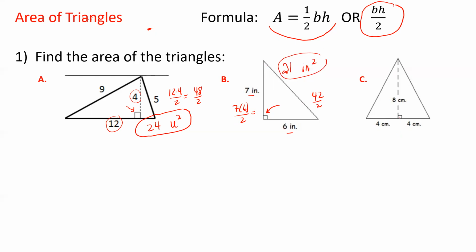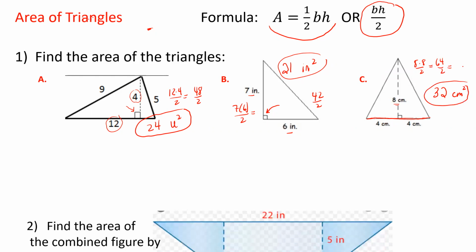Letter C, don't be tricked and say 4 times 8. We're going to use the whole base. So the whole base is 8, right? And the height is 8. So we're going to multiply 8 times 8. We get 64, and half of 64 is 32 centimeters squared. Hope you guys got all those correct.